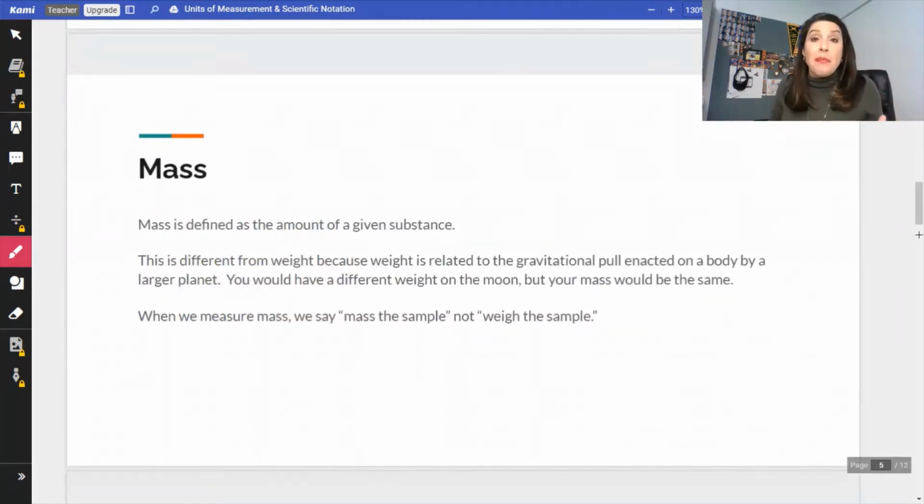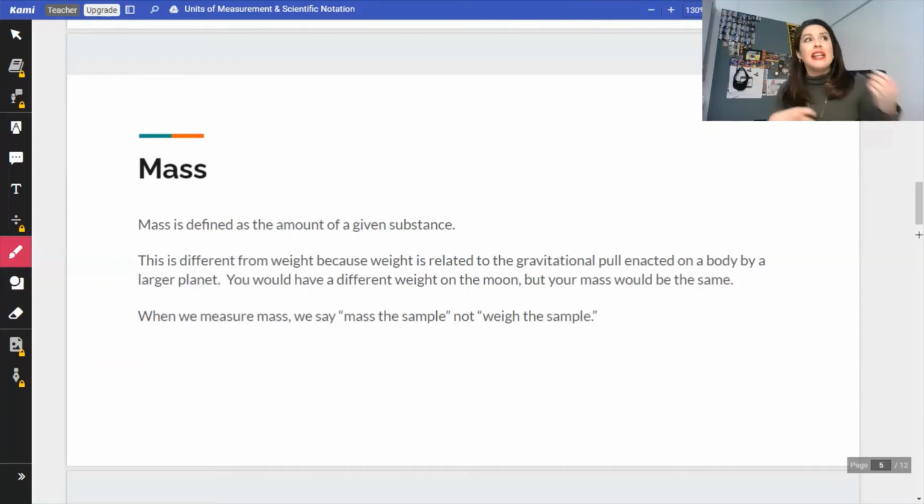Let's start by talking about mass. Mass is defined as the amount of a given substance. Now, it's different from weight, because weight is related to the gravitational pull enacted on a body by a planet, like the one that we're on right now. My mass, if I were to go on Mars, would still be the same. But because of the difference in size of our two planets, the Earth and Mars, my weight would be slightly different. So mass is intrinsic. Mass does not change. Mass is a measurement of the amount of a substance. Weight can vary from planet to planet.